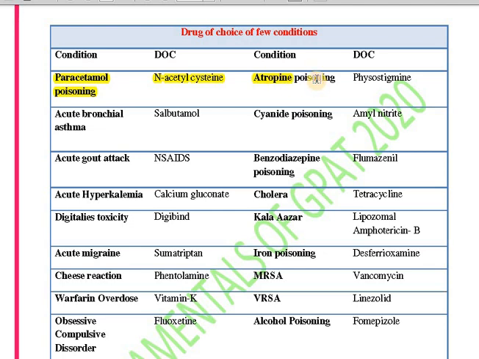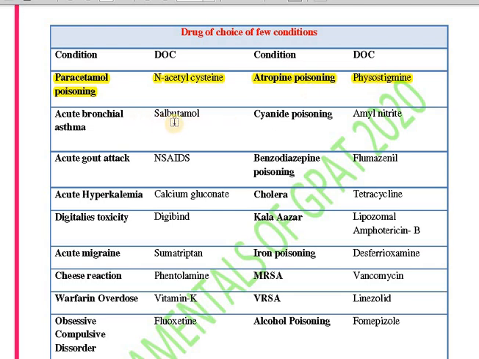Atropine is a muscarinic blocker and it is used in various conditions, and it is an emergency drug. In various types of poisoning we have to use atropine to control the secretions of the patient during the treatment of poisoning. So atropine is used, and sometimes there is atropine poisoning. So physostigmine is the antidote for atropine poisoning. Atropine is a muscarinic blocker, physostigmine is a muscarinic agonist. So that's why physostigmine is used.